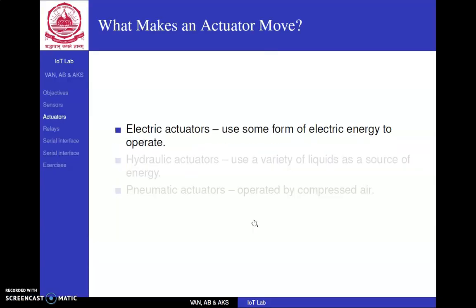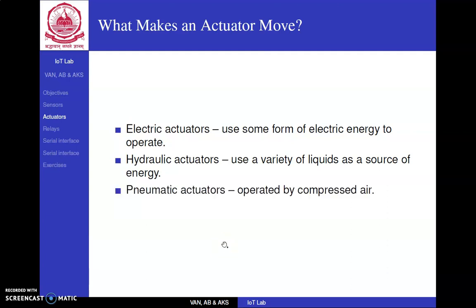Okay, now, from where does this actuator get power to operate? It could be from electricity. Electric actuators are fed with electricity. They may contain some electromagnetic induction based devices, or you can have hydraulic actuators where liquid pressure is used as an energy. You might have seen hydraulic benches and lifts. They are all working on hydraulic actuators. And you can also use compressed air as a source of energy. Such actuators are known as pneumatic actuators.